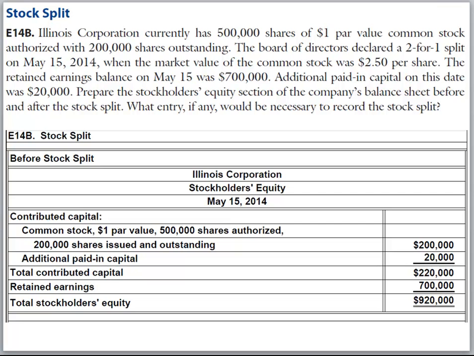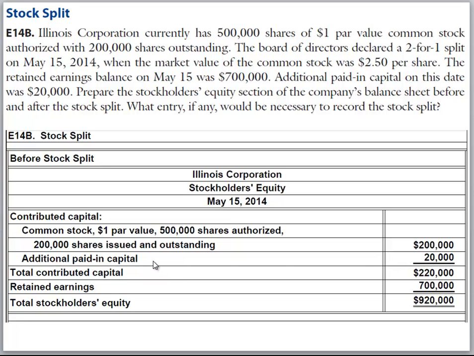So what you see in front of you is the stockholders' equity section before a stock split. Before the stock split, you can see that we had 500,000 shares that were authorized. That's the total amount of shares that the company is able to issue and sell. And of that 500,000, 200,000 were issued and outstanding. Keep in mind the fact that it says the 200,000 shares were both issued and still outstanding means that there is no treasury stock. And then we have a balance in the additional paid-in capital of $20,000.